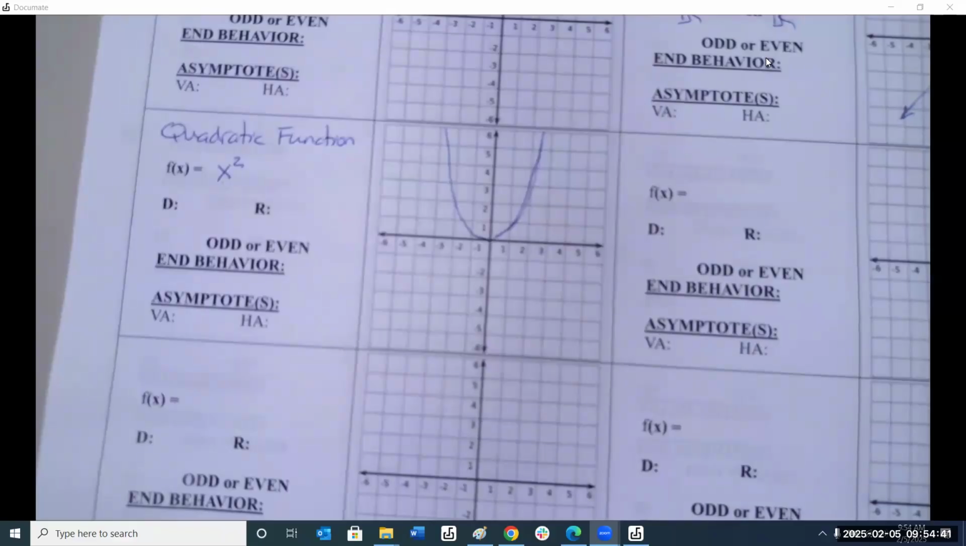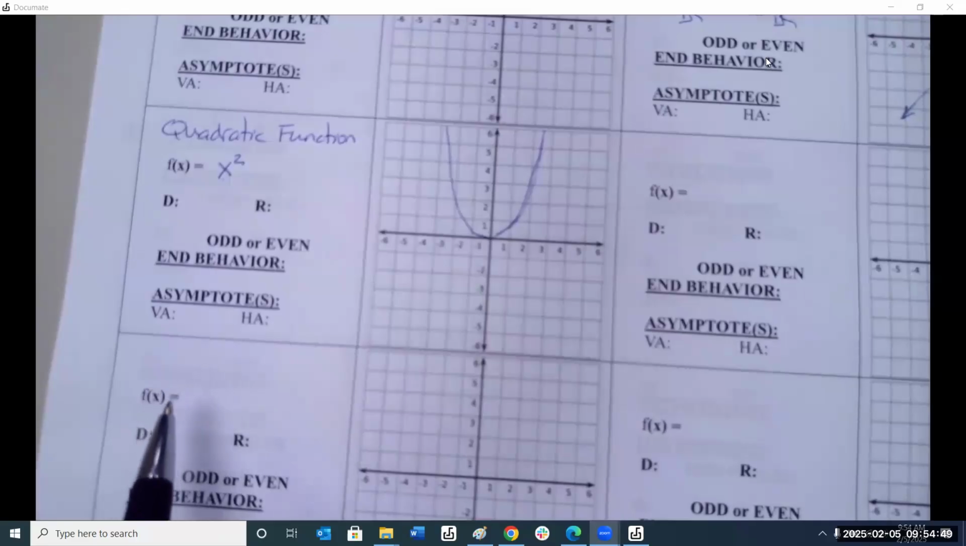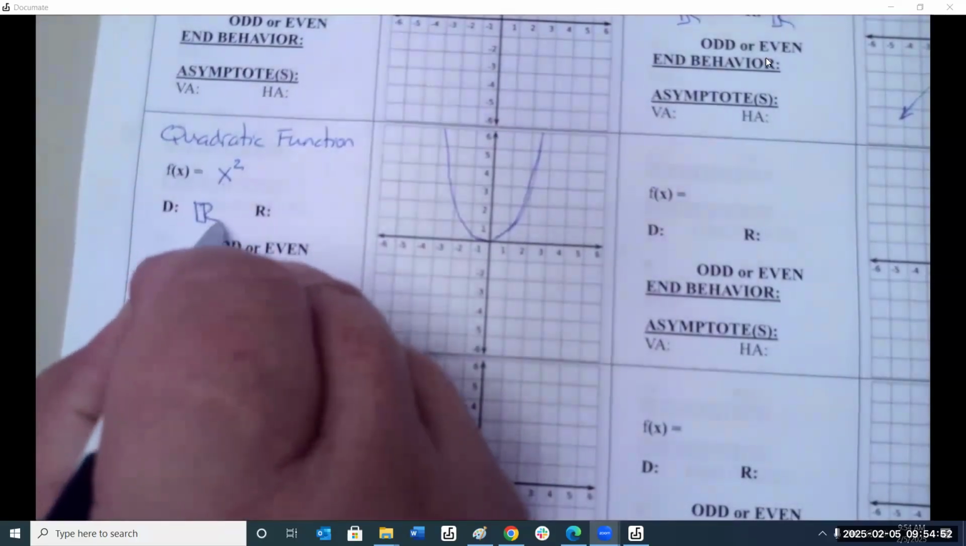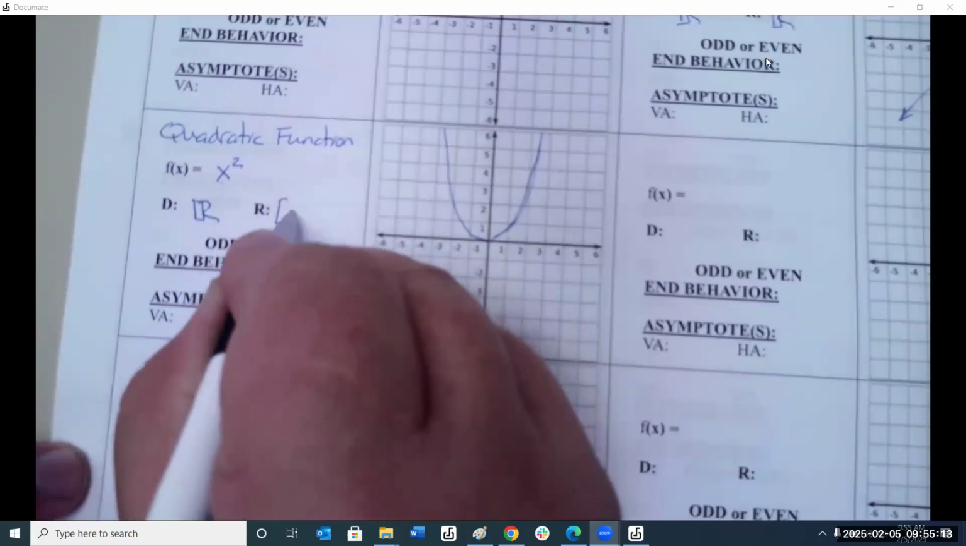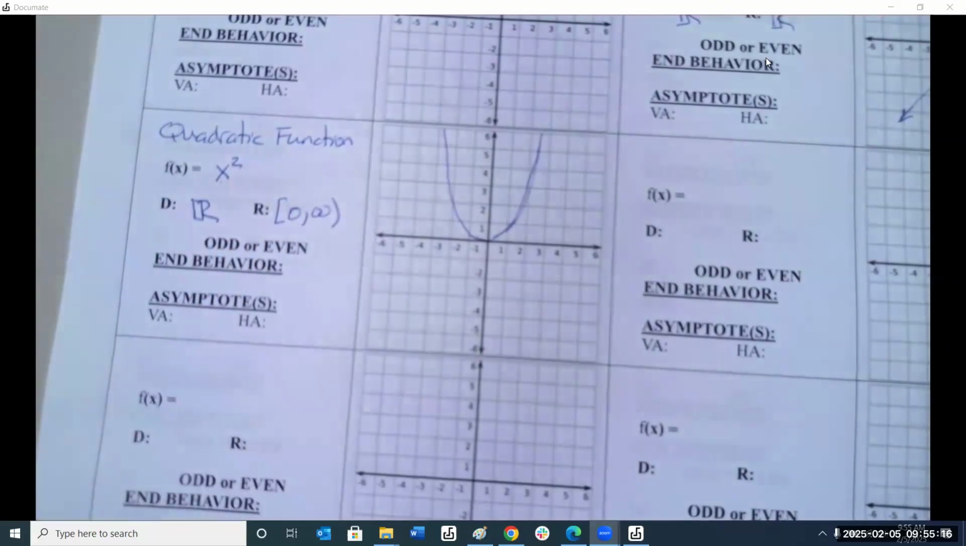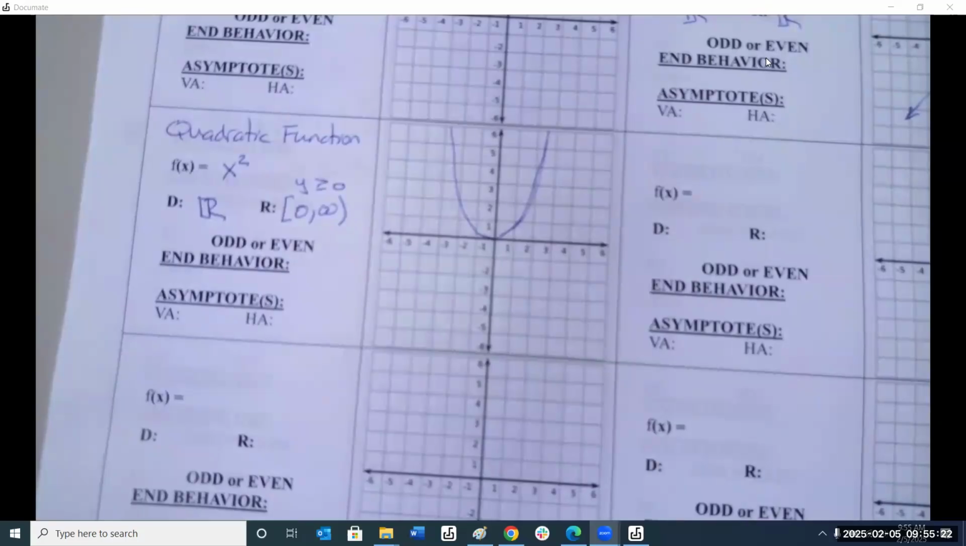What's the domain? Can the values of x be negative? Yes, which we just said. You put negative 2 in there. Can I put 0 in there? Yes. Can I put positive? So it's all real numbers, negative infinity to positive infinity. How about my range? The range is the y values, my answers. Can my answers be negative? No. Can it be 0? Can it be positive? Or I could put y is greater than or equal to 0. Either one of those.